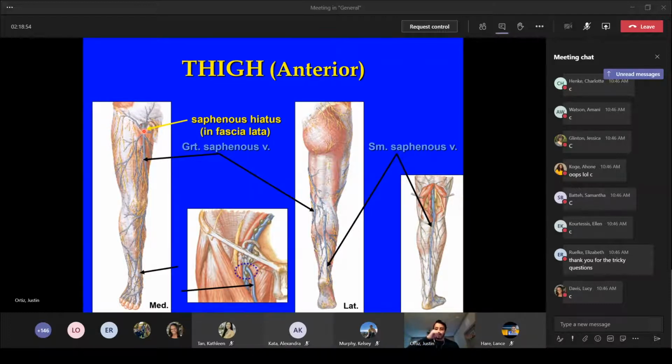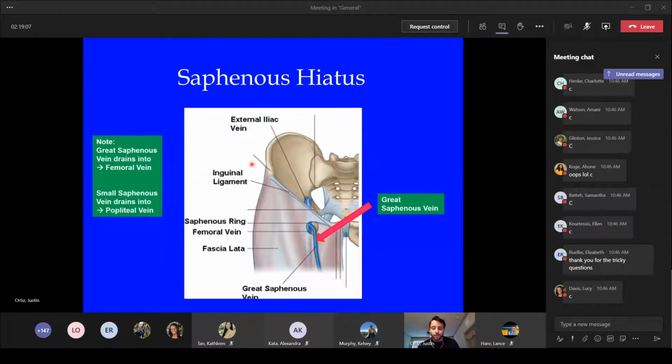It's like a little hole, and the great saphenous vein just goes right through it. And then it's super superficial. Your great saphenous vein is pretty superficial because it's on top of your fascia. On the next slide, you can see this fascia covering all your muscles. The great saphenous vein is coming up and coming to the front side of it. So you can see this is the saphenous hiatus, and here's the great saphenous vein.